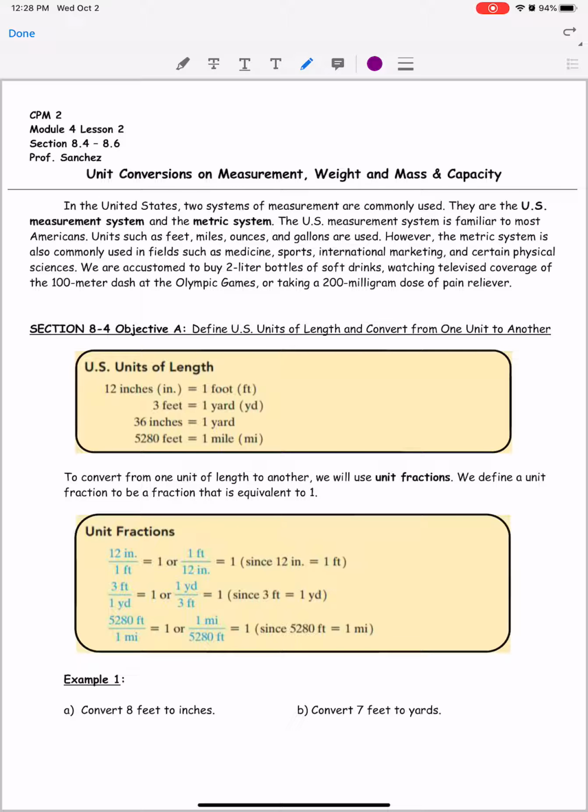It says, in the United States, two systems of measurements are commonly used. They are the U.S. measurement system and the metric system. The U.S. measurement system is familiar to most Americans. Units such as feet, miles, ounces, and gallons are used. However, the metric system is also commonly used in fields such as medicine, sports, international marketing, and certain physical science. We are accustomed to buying 2-liter bottles of soft drinks, watching television coverage of a 100-meter dash at the Olympic Games, or taking a 200-milligram dose of a pain reliever.